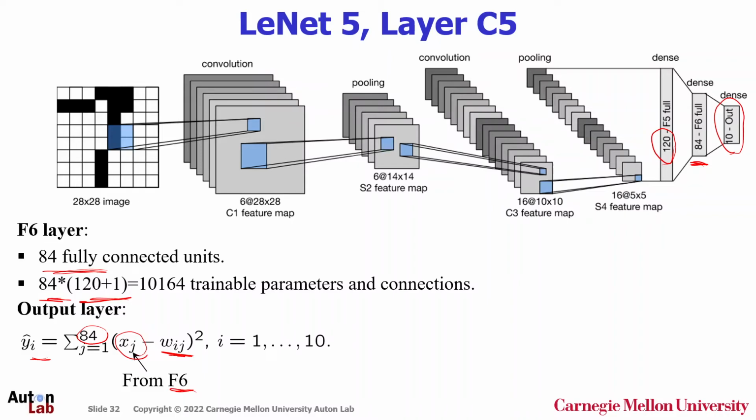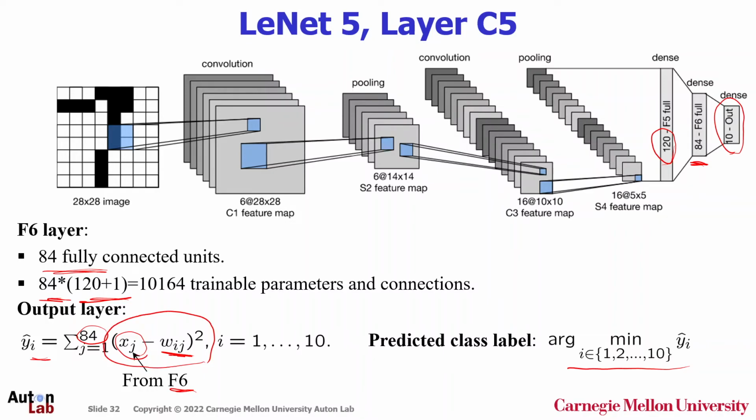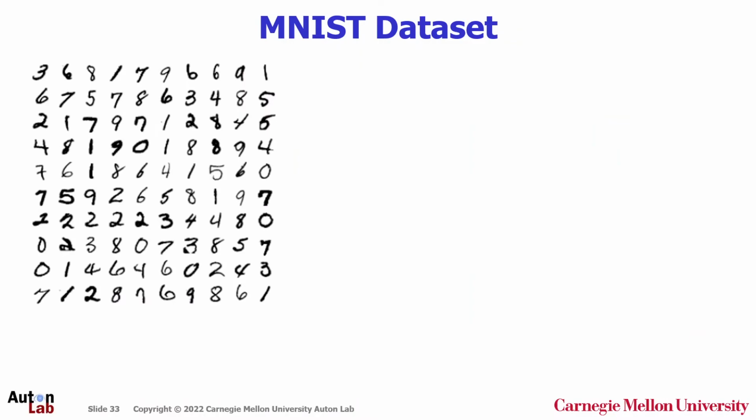The output of the neural network is y hat 1, y hat 2, and so on, y hat 10. They can go into a loss function, and by minimizing that loss function, we can train the neural network. The predicted class label is that where y hat i is the smallest. In other words, if we think of W as a matrix, we want to find that row i where this distance is minimal. Let's see some results on the MNIST dataset.